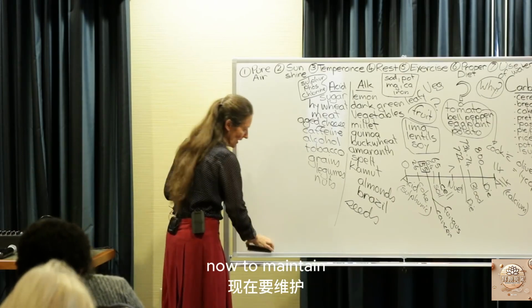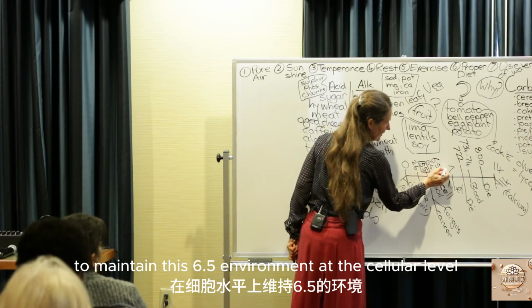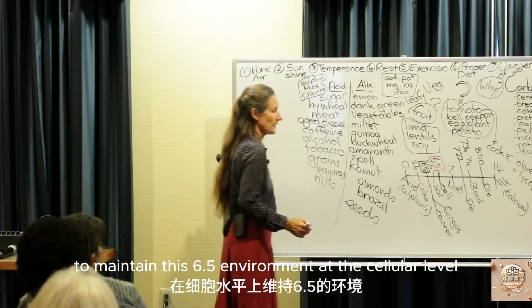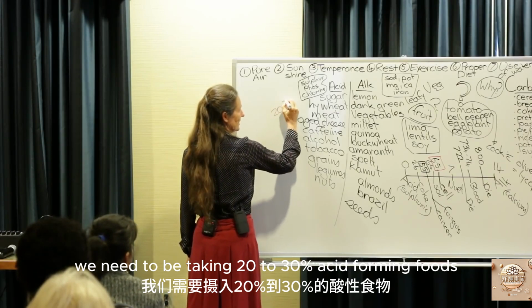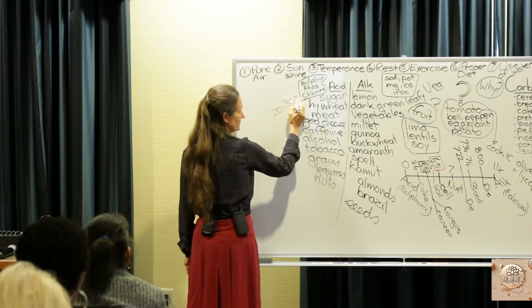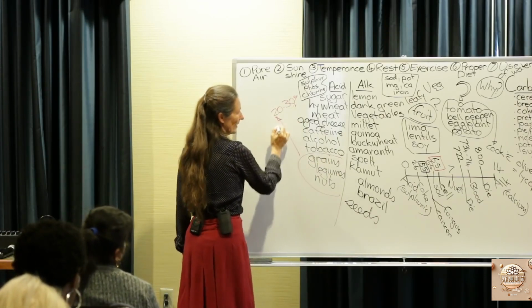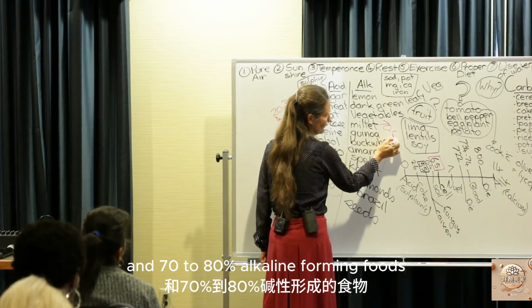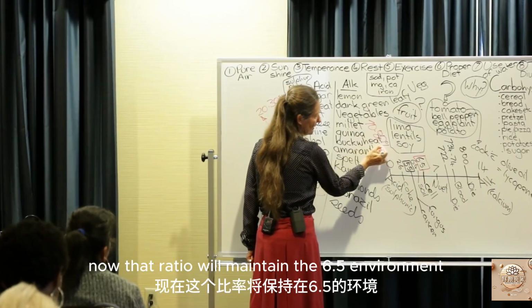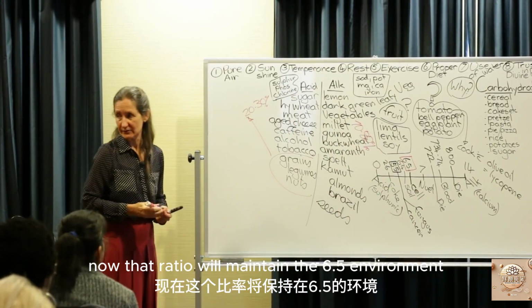Now to maintain this 6.5 environment at the cellular level, we need to be taking 20 to 30% acid forming foods from this section here, and 70 to 80% alkaline forming foods. Now that ratio will maintain the 6.5 environment.